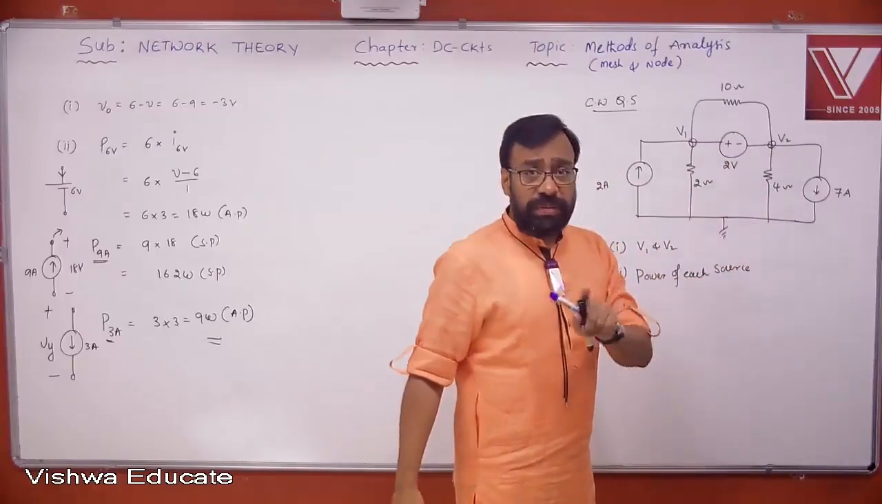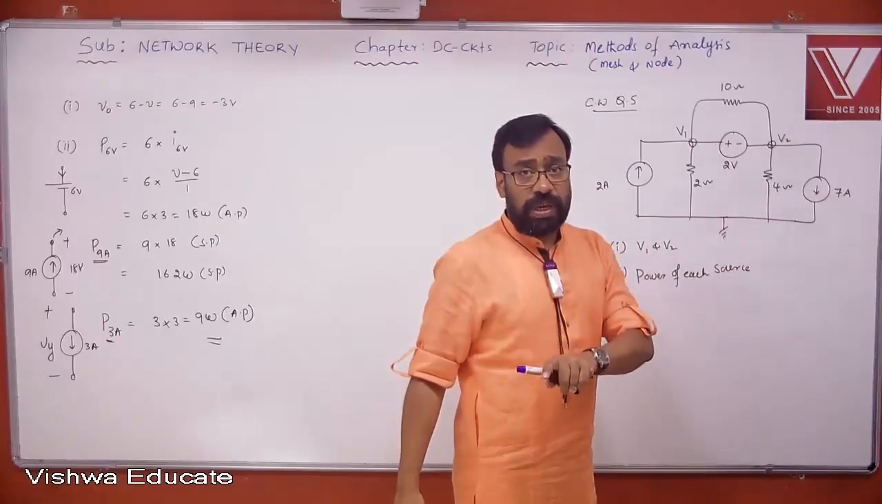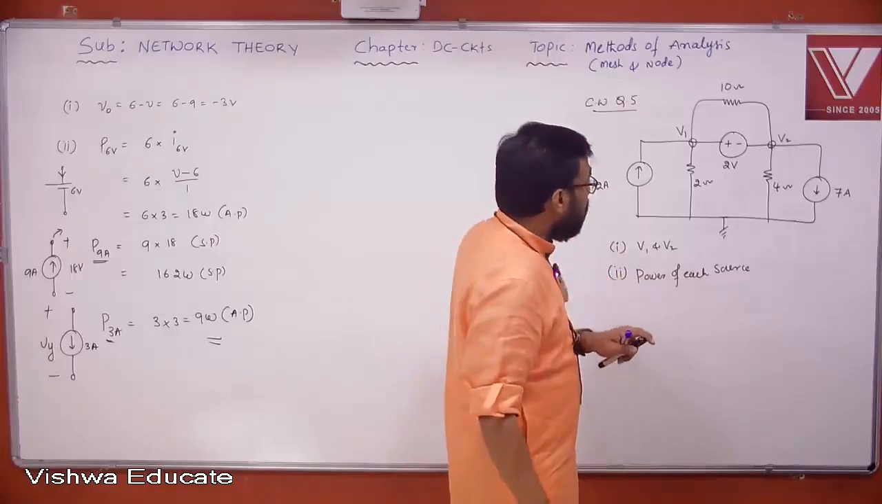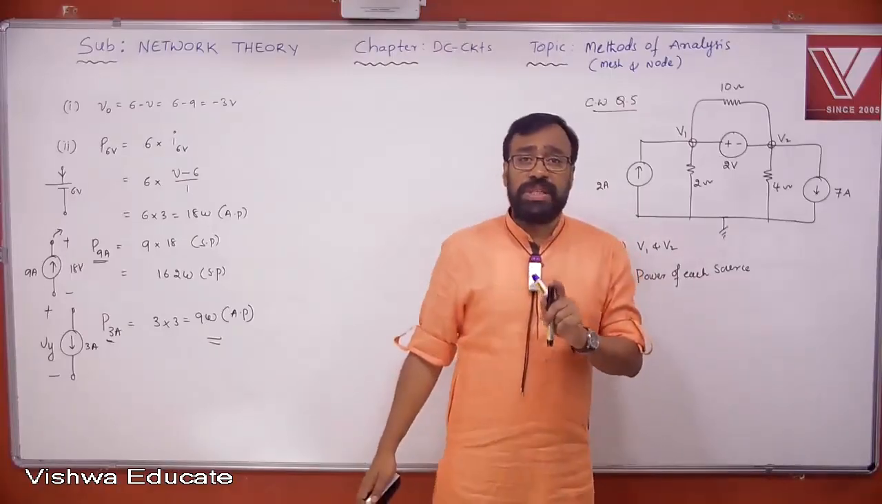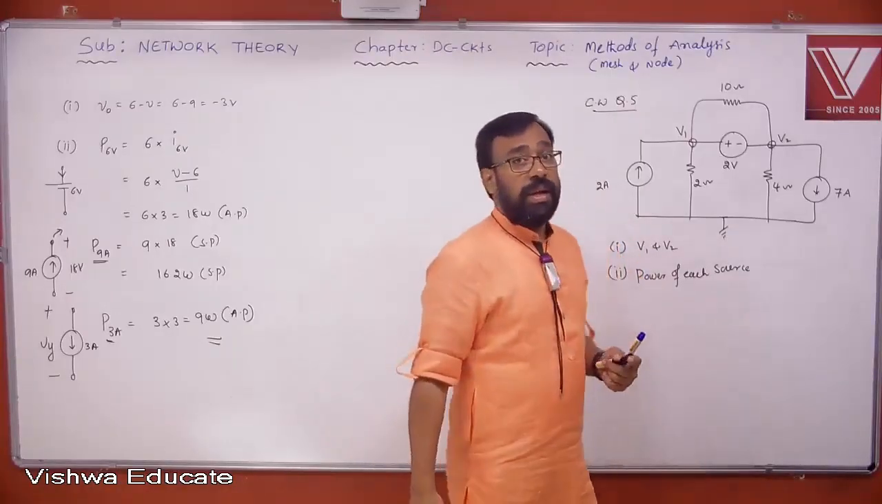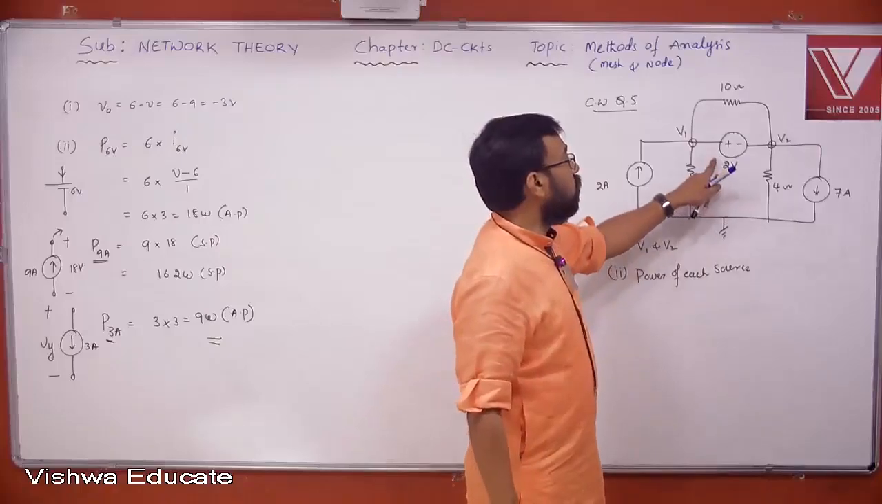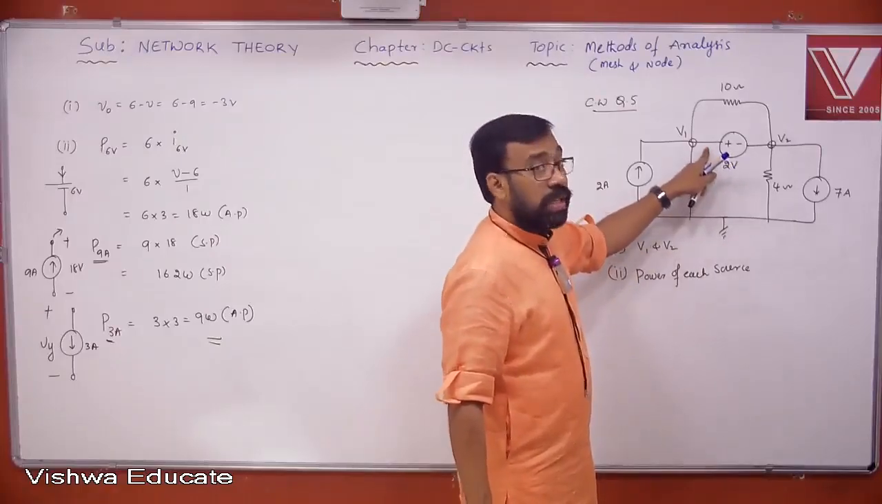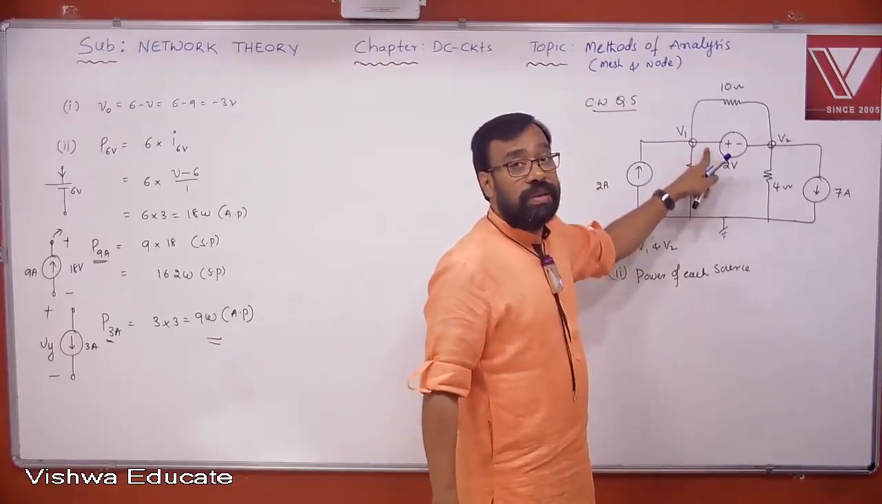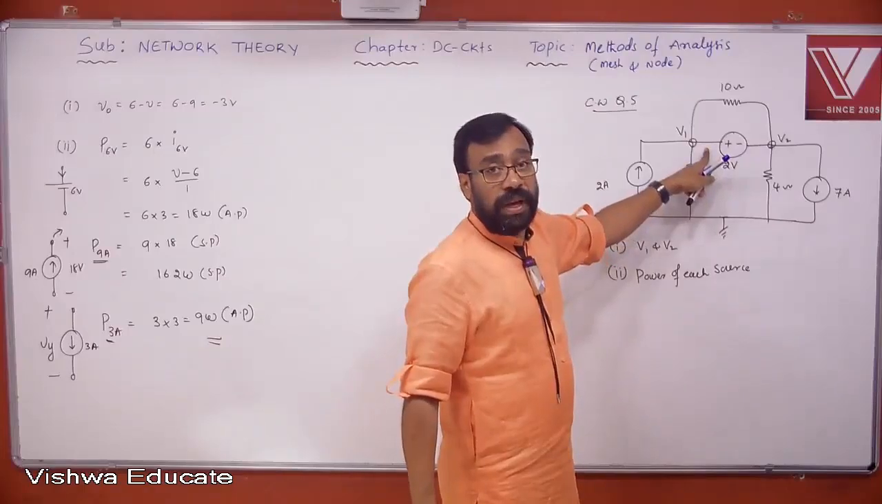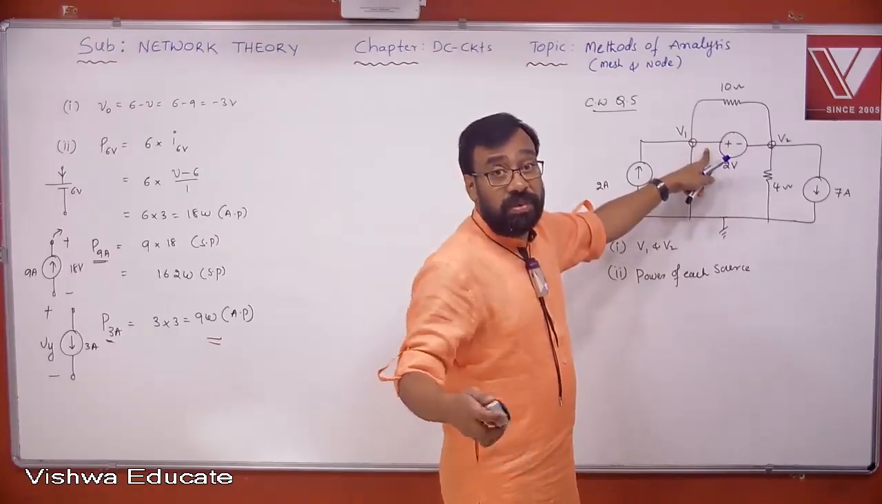Before you conclude 3 minus 1, for n number of nodes, n minus 1 equations, check whether there are any ideal voltage sources without any series resistors. Yes, there is an ideal voltage source without any series resistor. Therefore, the n minus 1 equations rule gets violated. So n number of nodes, n minus 1 equations doesn't work here.